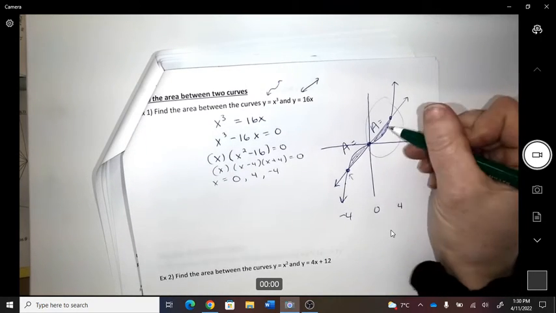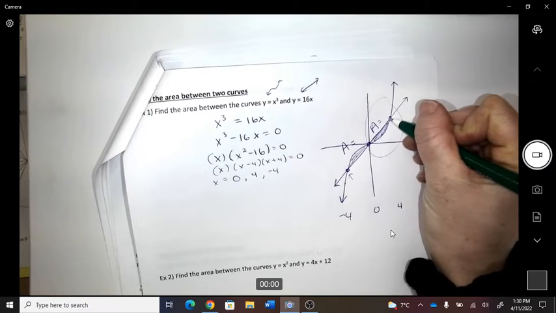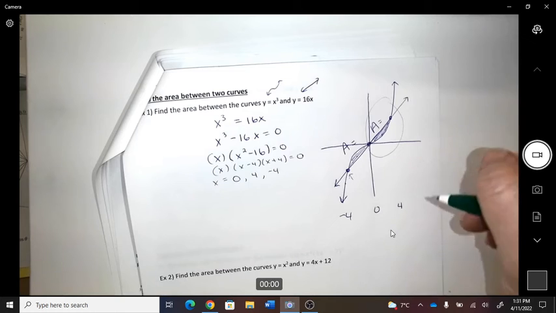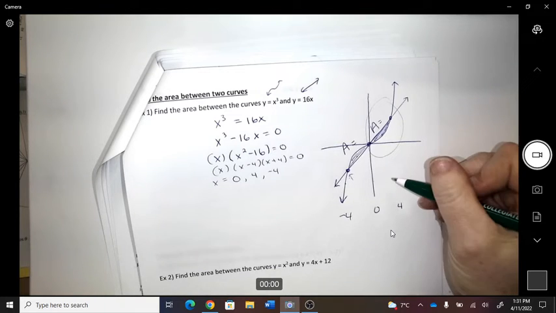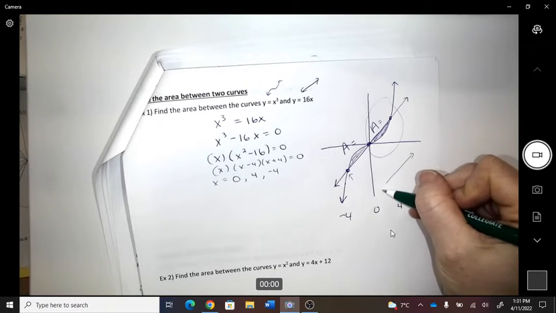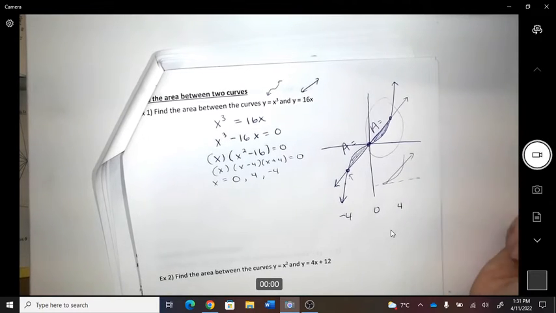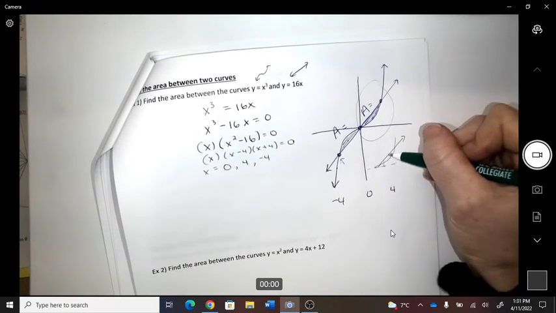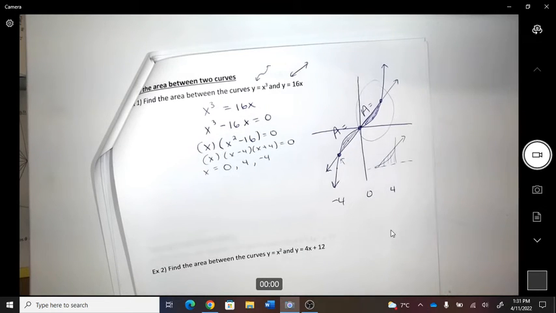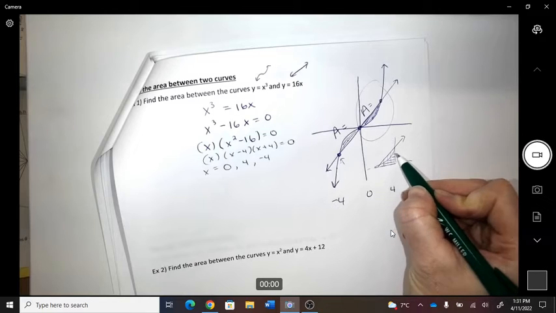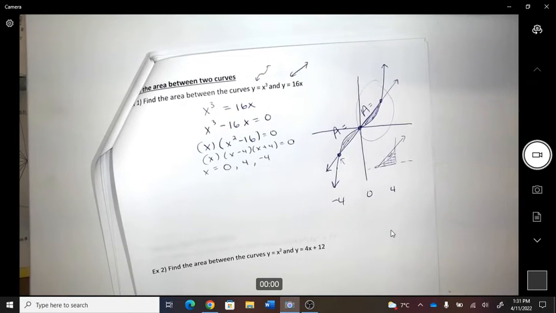What makes sense? The area under the line, subtract the area under the curve, or the area under the curve, subtract the area under the line? I think if I zoom in on this, the area under the line would be like that. And if I subtract the area under the curve, I would end up with that.